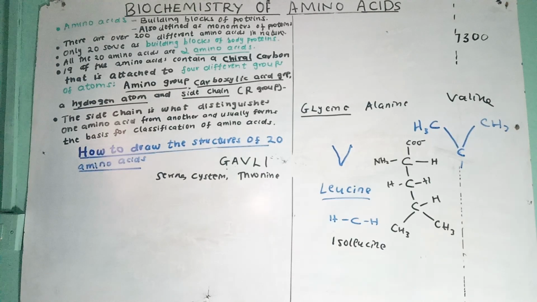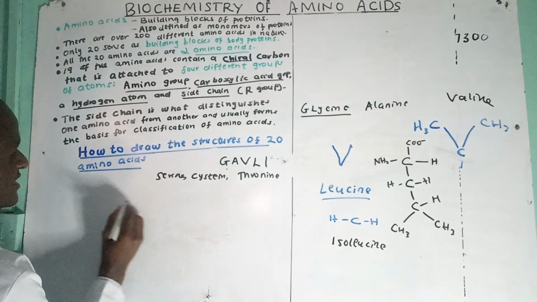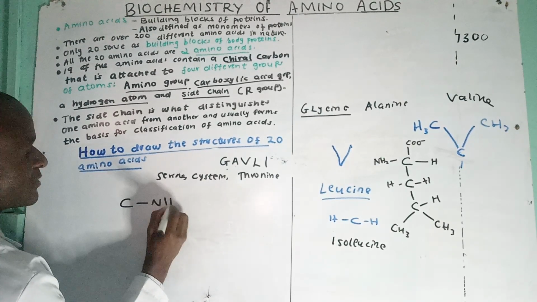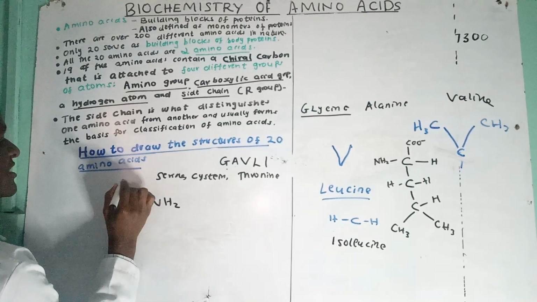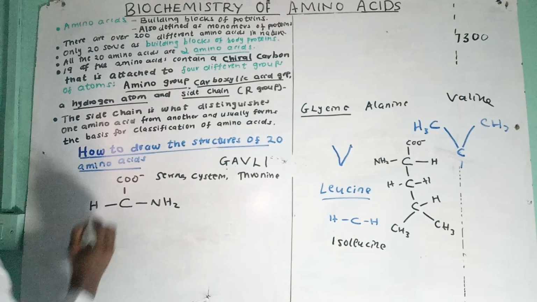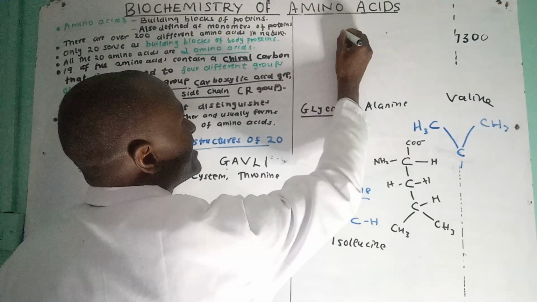When you look at serine, cysteine, and threonine, you need to remember alanine first. I'm sorry, I have deleted the basic structure, so let me redraw it. This is our amino group. This is our carboxyl group. And this is our hydrogen atom. So we want to draw serine, cysteine, and threonine. It's very simple for you to draw them if you remember alanine. I say that alanine is drawn like this.